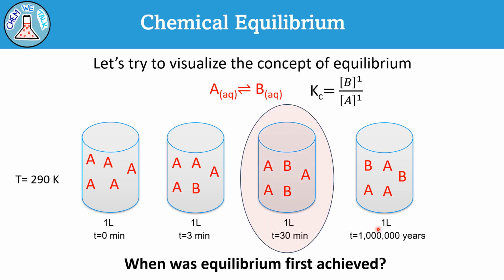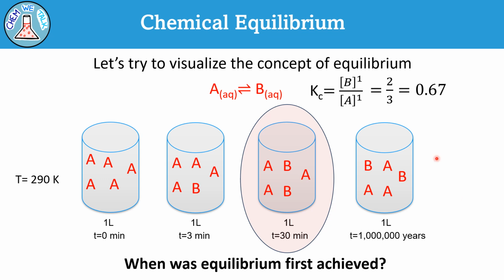And the answer is at 30 minutes, right? You can see that at 1 million years, in our case, I said that we were at equilibrium, right? And this composition, in configuration, we had 3 A's and 2 B's. But at T equals 30 minutes, we already had that configuration, 3 A's and 2 B's. So the equilibrium was first achieved at 30 minutes.